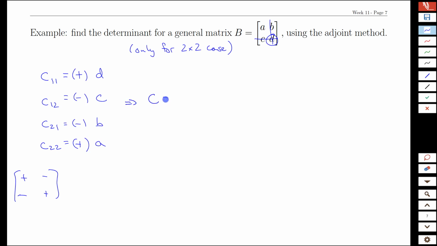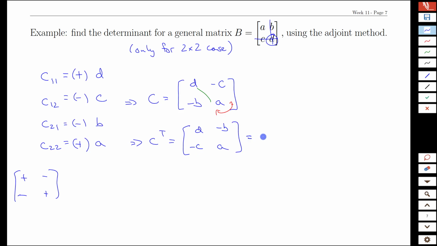So for any 2 by 2 matrix, the C matrix that we're building is going to be D, negative C, negative B, and A. And that means that C transpose, again, we're going to keep these the same, D and A, and we're going to exchange things, mirror them across the diagonal. We're going to get a negative B and a negative C, and that's our adjoint matrix for a 2 by 2 case. Wonderfully simple.